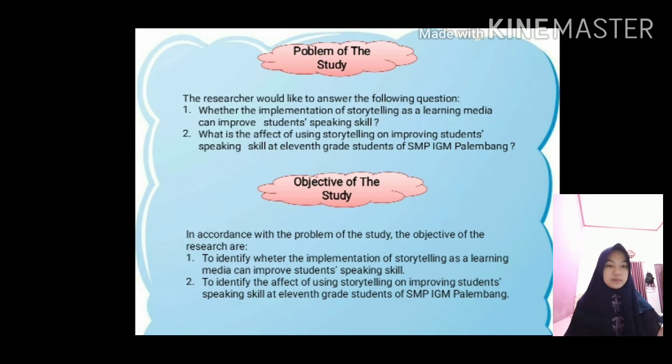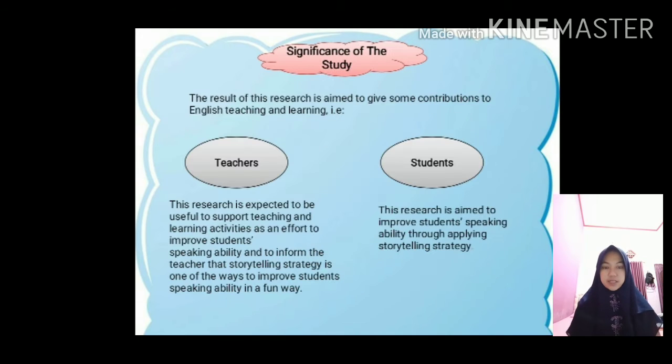And then, significance of the study. The result of this research is aimed to give some contribution to English teaching and learning, that is, to the teachers and students. For the teachers, this research is expected to be useful to support teaching and learning activities as an effort to improve student speaking ability, and to inform the teacher that storytelling strategy is one of the ways to improve student speaking ability. And then for students, this research is aimed to improve student speaking ability through applying storytelling strategy.